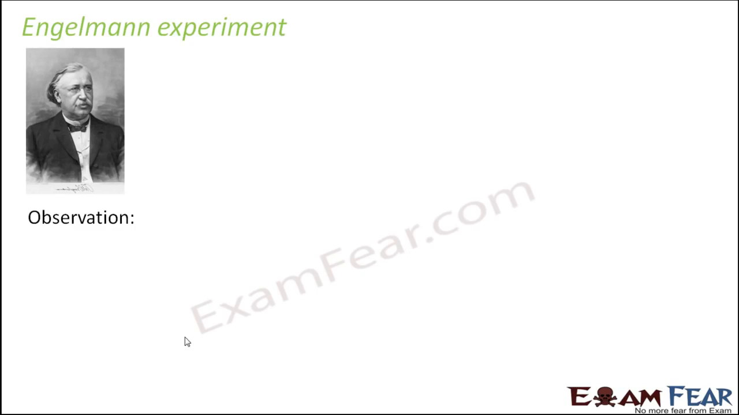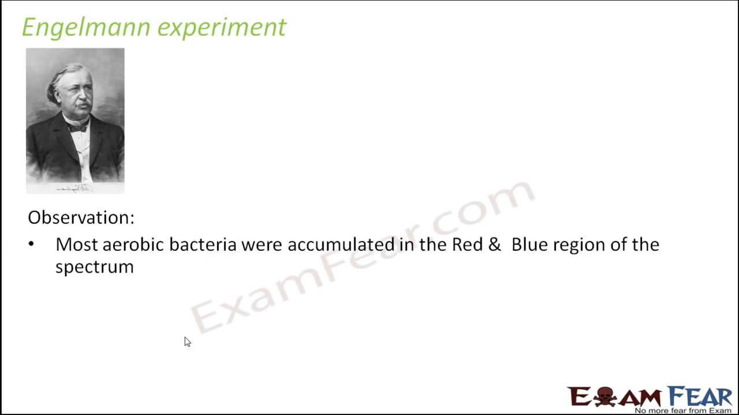Aerobic means oxygen. Those bacteria which need oxygen, so they are oxygen loving bacteria. So he used this oxygen loving bacteria with this white light, which already got divided into its constituent colors, and he observed that most of the aerobic bacteria were accumulated in the red and blue region of the spectrum.